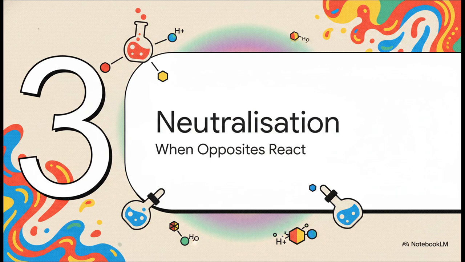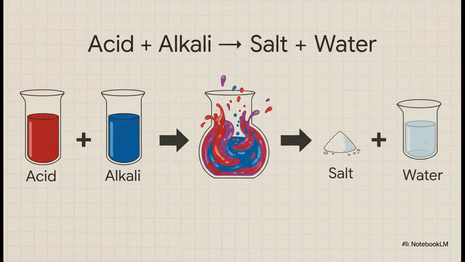Okay, time for Section 3, and this is where it gets really exciting. This is the main event, neutralization. It's what happens when these two opposites finally meet. So what is neutralization? Well, it's exactly what it sounds like. You take an acid and you take an alkali, you mix them together, and they literally cancel each other out. The acid isn't sour anymore, the alkali isn't soapy anymore, they're both neutralized. And in their place, you get two totally new and neutral substances, a salt and good old water.